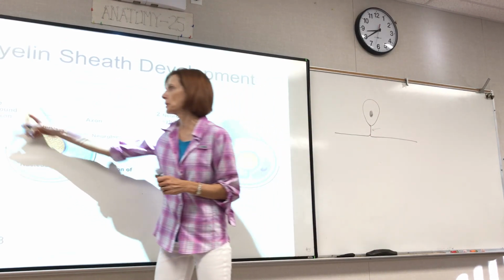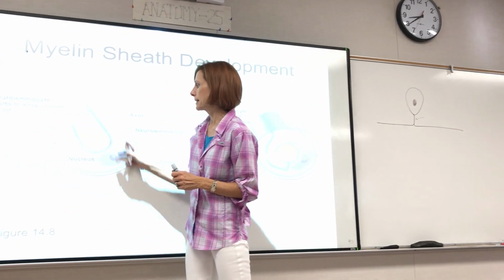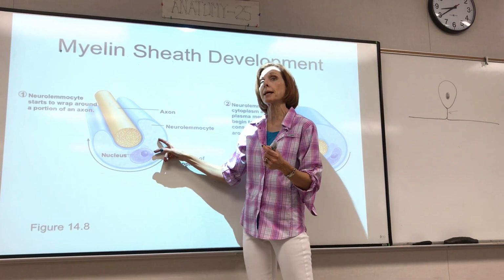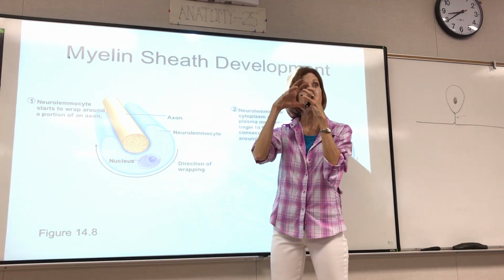So this is a little section of axon. Notice this is a neurolemmocyte or Schwann cell. You can see here how it's forming the myelin sheath. It's going to start wrapping around the axon.